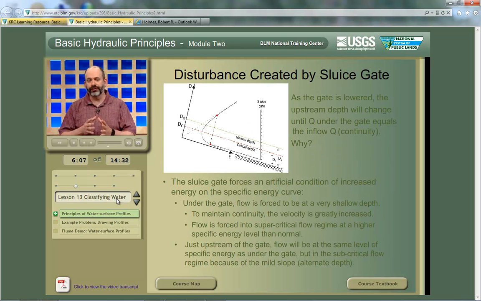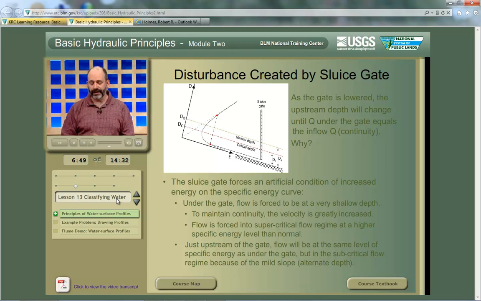Now, when we introduce the sluice gate, let's look at that specifically for a moment. As the sluice gate is lowered, the upstream depth will change until the discharge under the gate equals the inflowing discharge. And that, of course, just satisfies the continuity equation. But why is that particularly true at the sluice gate? Well, the sluice gate forces an artificial condition of increased energy on the specific energy curve. Under the gate, flow is forced to be at a very shallow depth, and to maintain continuity, the velocity has to increase as a result. And flow is forced into the supercritical flow regime at this higher specific energy than what would be normal.